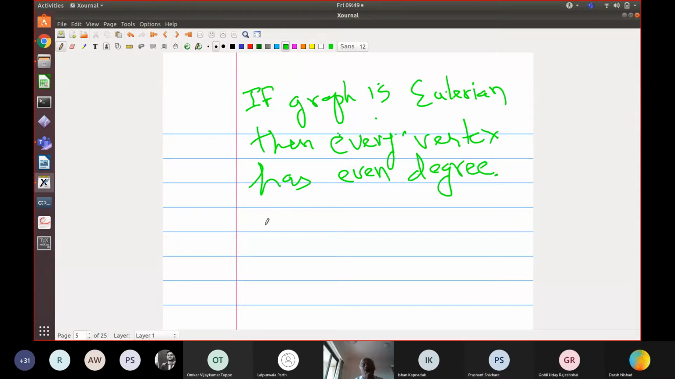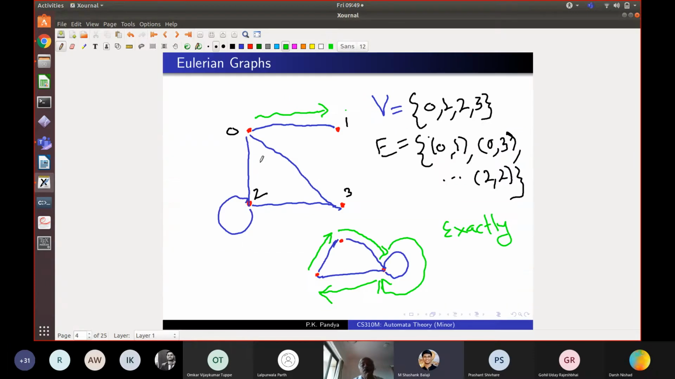Okay. Sir, I have a question. Doesn't this condition apply to every node except the start and end? No, the start and the end node are the same. We are looking for a circuit, not for a path. So this condition applies to every node. Okay, so you have to start and finish at the same node. Yes. Okay, got it.